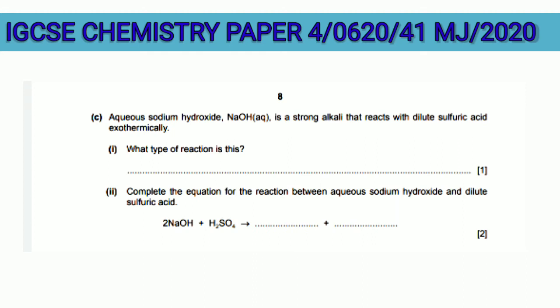Sub-question C. Aqueous sodium hydroxide NaOH is a strong alkali that reacts with dilute sulfuric acid exothermically. First sub-question. What type of reaction is this? Since the reaction is between acid and alkali, it is neutralization reaction. Question C2. Complete the equation for the reaction between aqueous sodium hydroxide and dilute sulfuric acid. Since the reaction is neutralization reaction between acid and base, salt and water is formed. Salt is Na2SO4 and water.